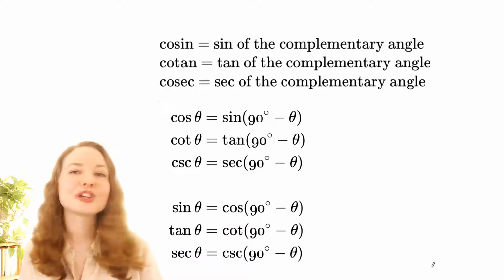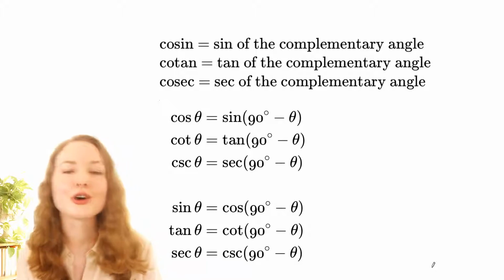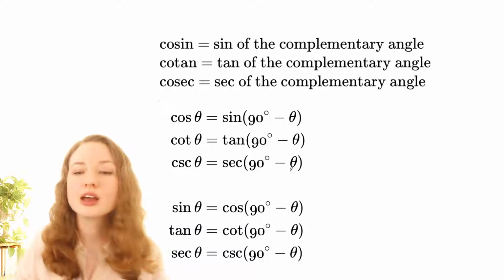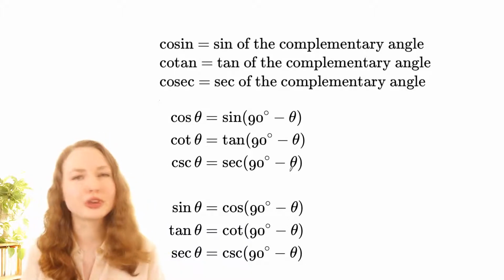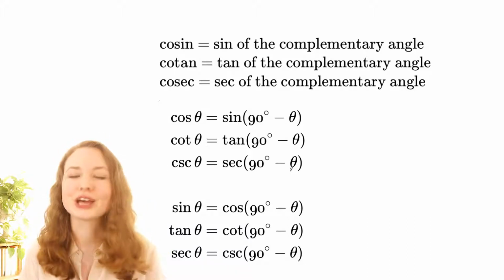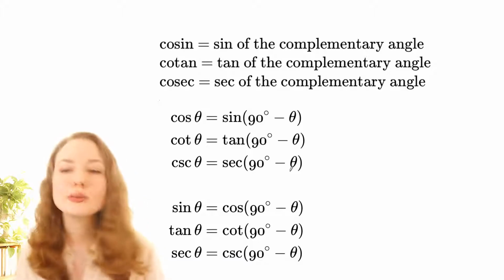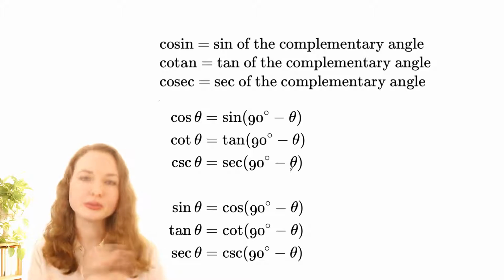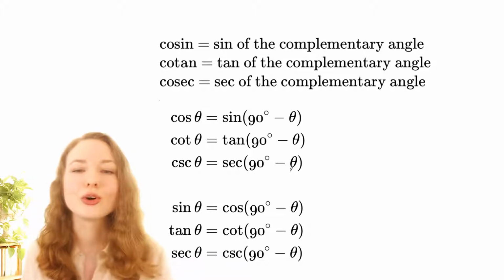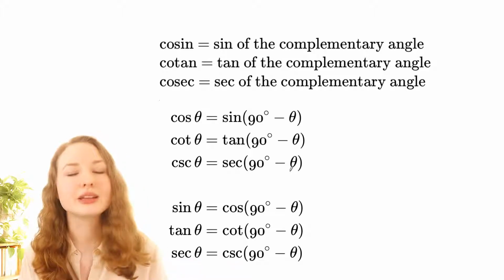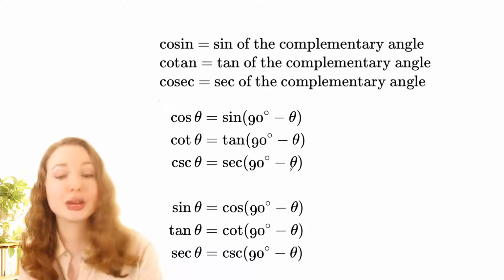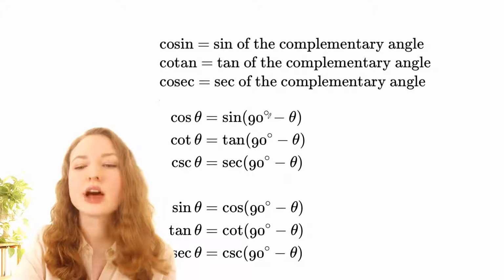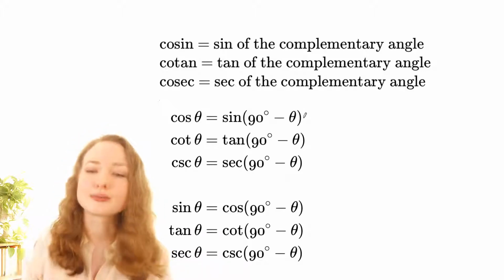Now the next thing I want to show you isn't really anything to do with the unit circle, but just a neat way of working out these identities, which is just to know what the co in cosine, cotan, and cosec actually means. What it means is it's referring to the complementary angle, which means like 90 minus the original angle. So cosine actually means sine of the complementary angle, and that gives you that cosine of theta is sine of 90 degrees minus theta.